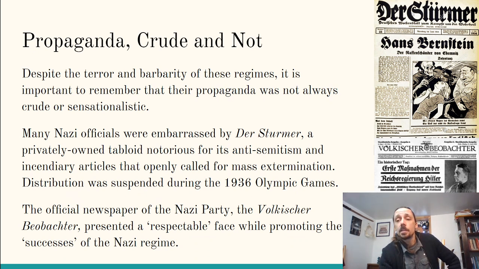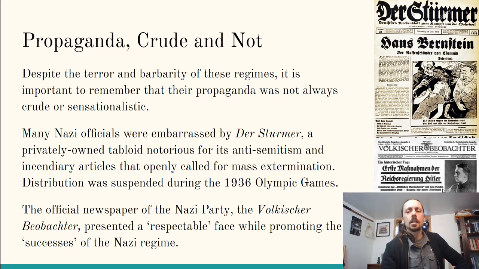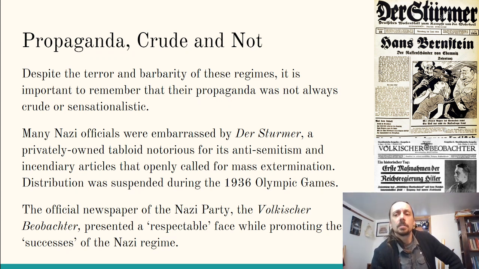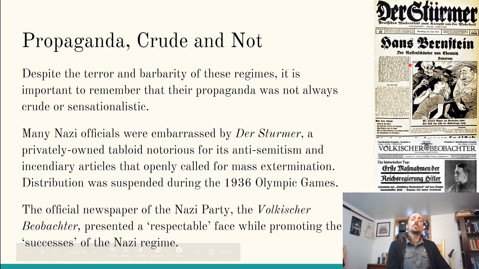So I think of Nazi propaganda in terms of these racial caricatures. But the fact is, the official newspaper of the Nazi Party, over here, had a really respectable face, promoting the successes of the Nazi regime. Here you have just a guy with a profile look. He looks very serious and noble. The official organs of the Nazi Party did not look like the tabloid. They look like this one up here. This is the official newspaper. This is the private tabloid that the Nazis thought was kind of embarrassing. So Nazi propaganda was not always crude and sensationalistic.